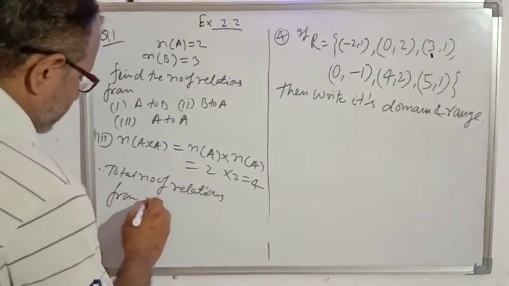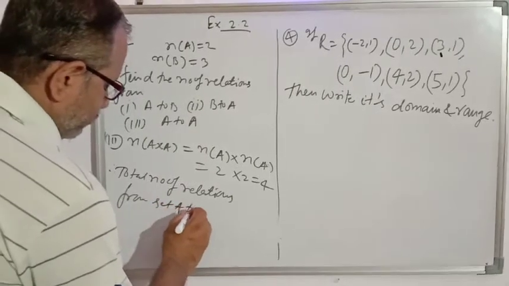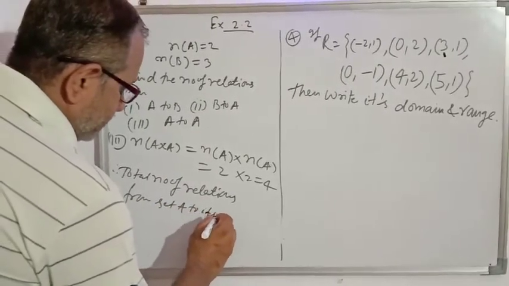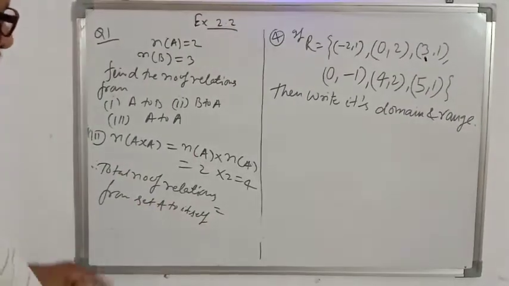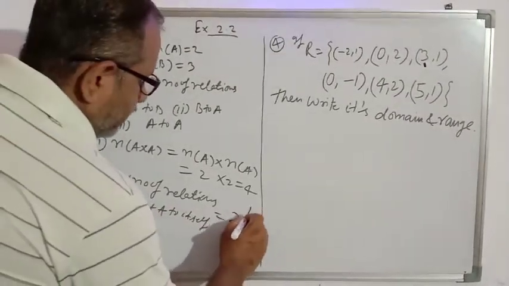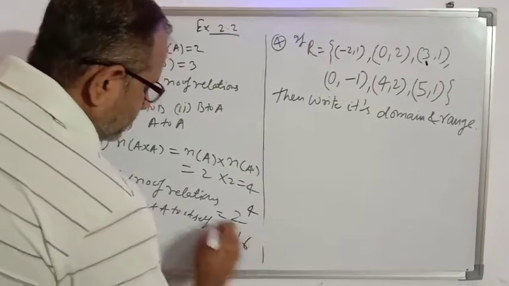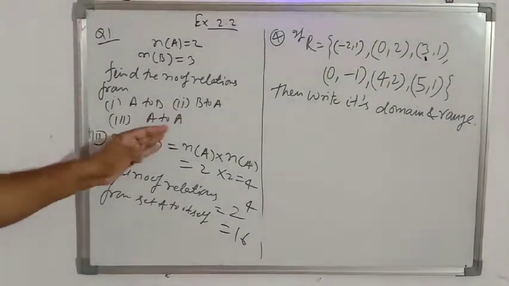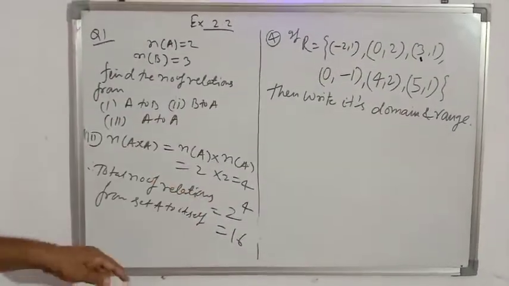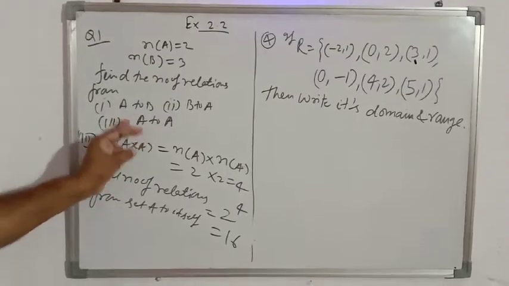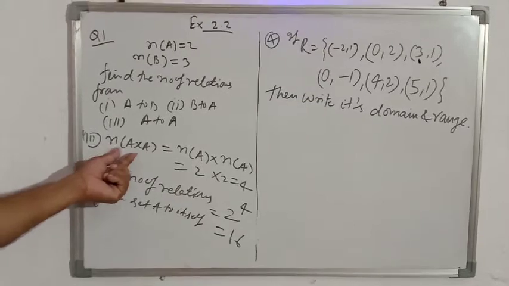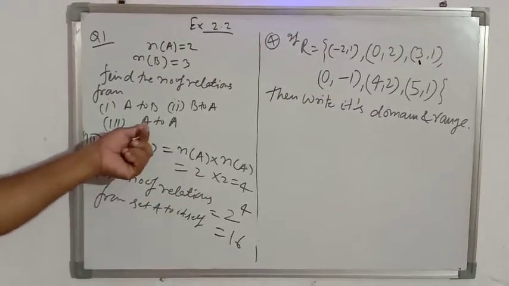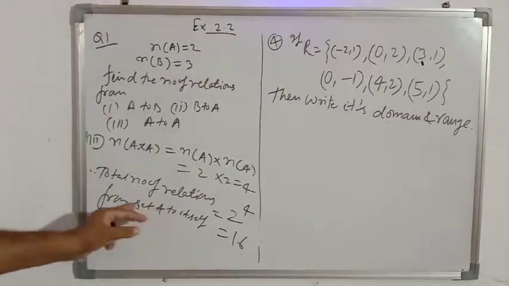Therefore the total number of relations from the set A to the set itself will be 2 to the power 4, which means 16. It is called A to A, meaning a relation on the set A, a relation from the set A to the set A itself. So firstly find the total number of elements in the Cartesian product of these two sets and then write the total number of relations.